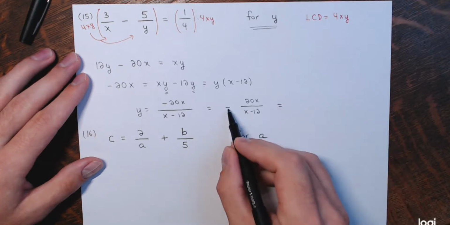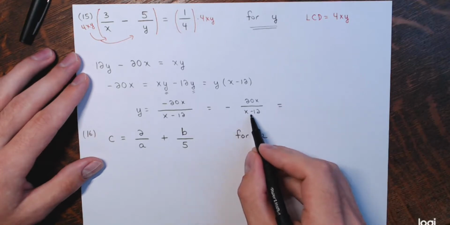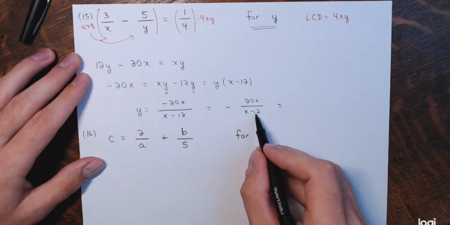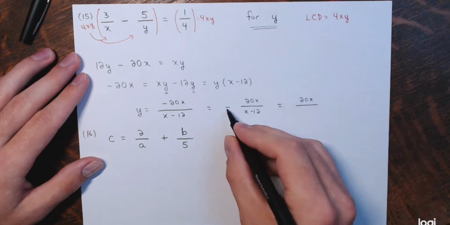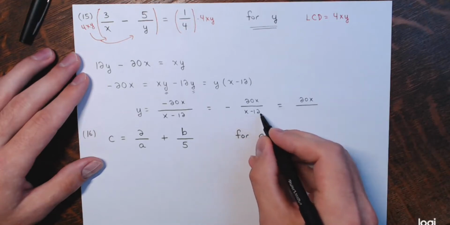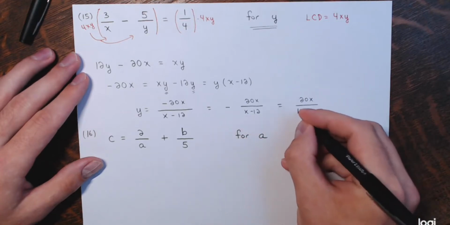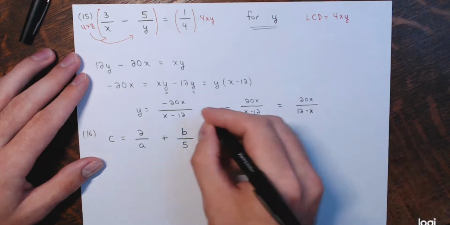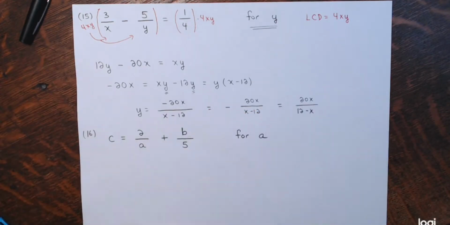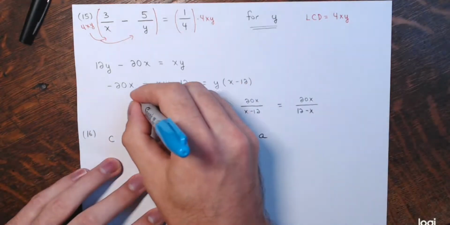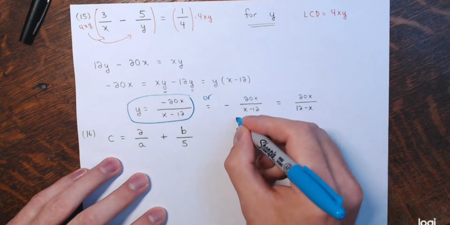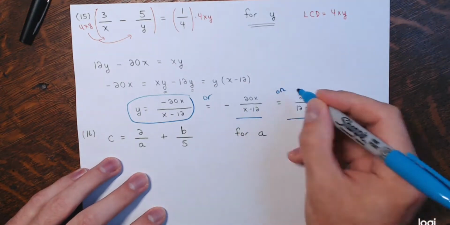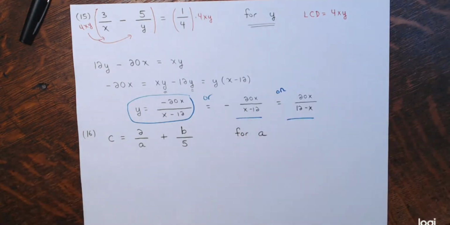You could also take that factor of negative 1 and put it in the denominator. Multiply the denominator by negative 1, and then you'd have 20x in the numerator. And then negative 1 times x minus 12 would be negative x plus 12, or 12 minus x. All three of these are the same thing. And again, if there are multiple ways to write an expression, you only have to do one of them, right? You don't have to do all three of them, or all four of them, or however many different ways to write it there are.